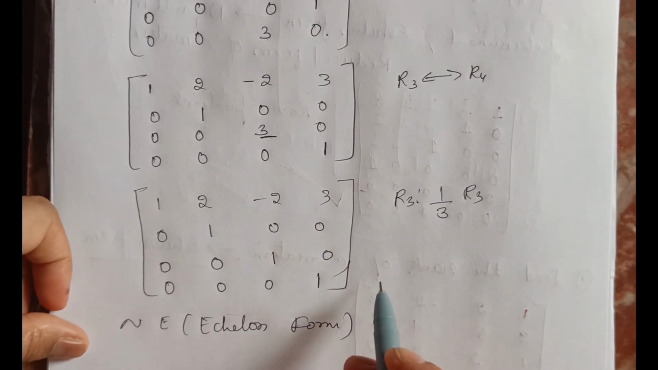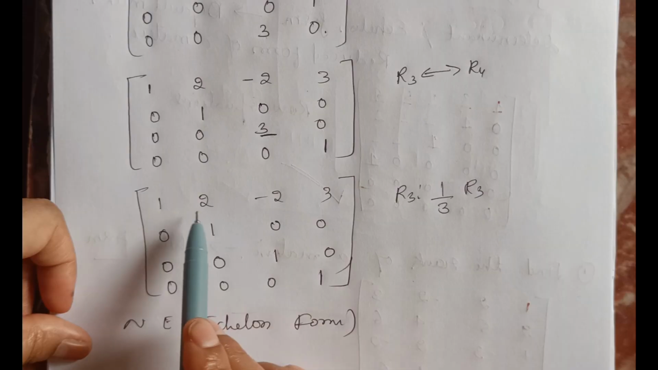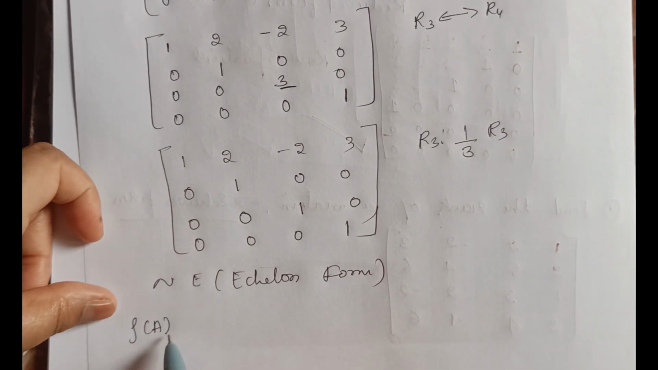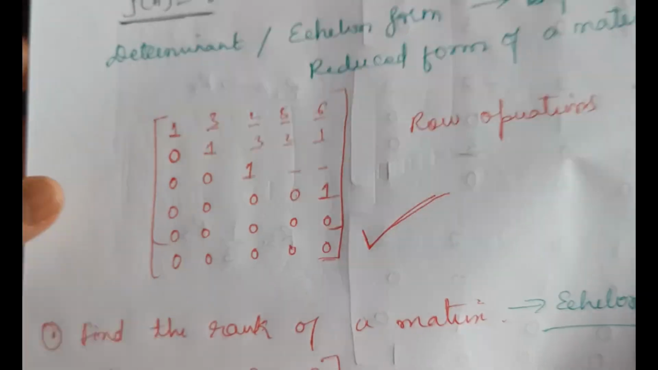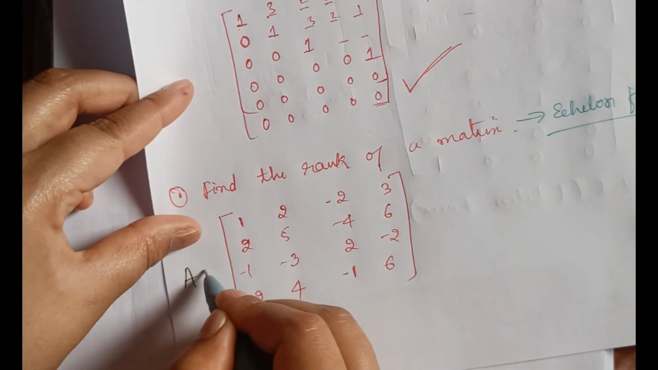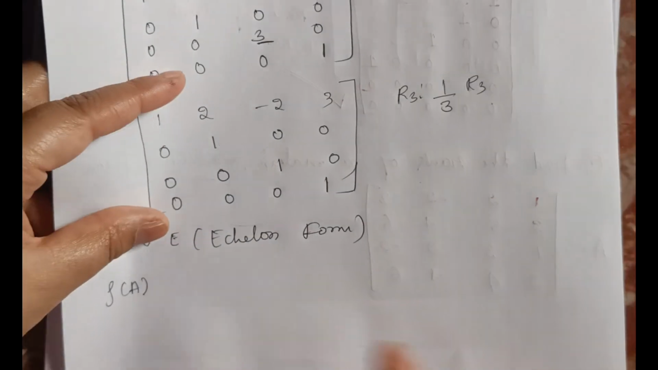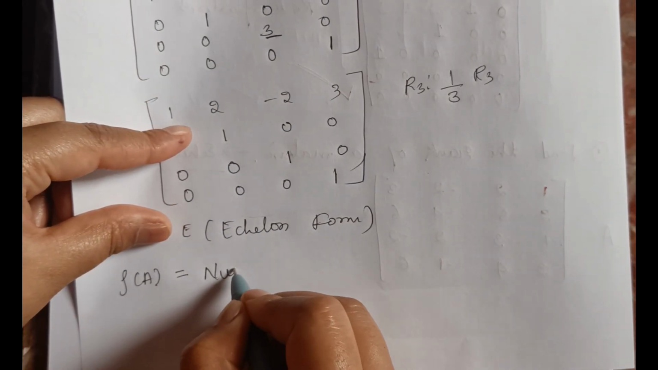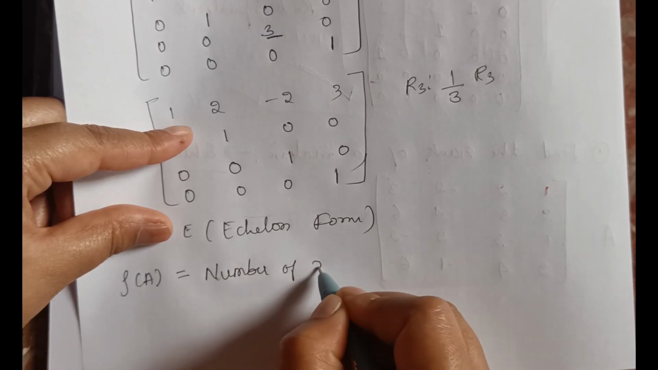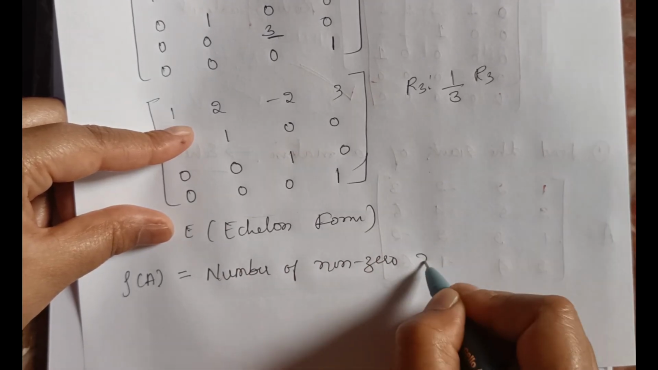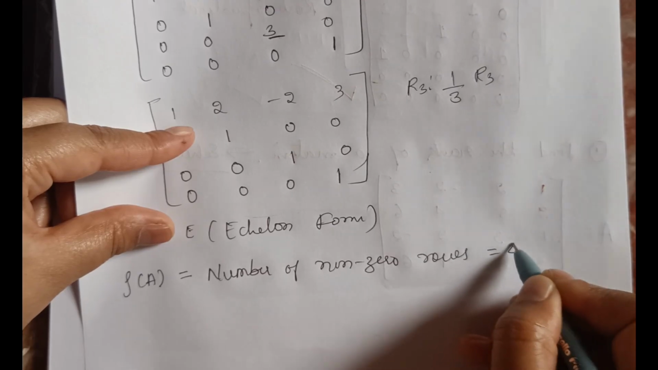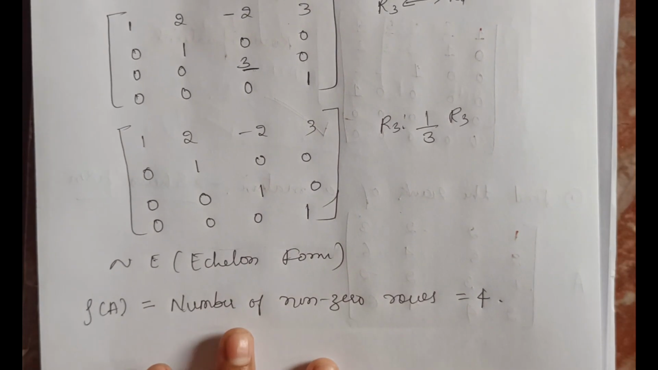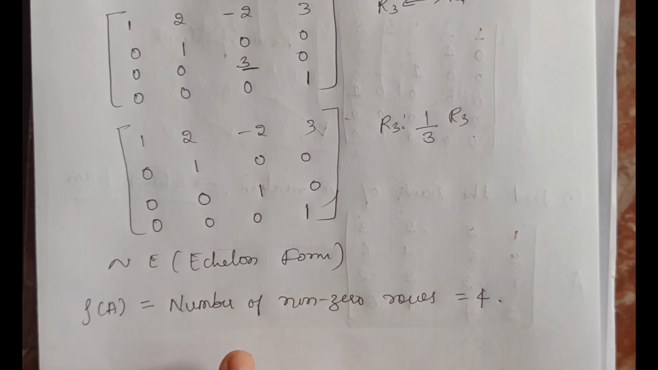So the number of non-zero rows is 4. Non-zero rows are 4. So I can write it as the rank of matrix A. Rank of matrix A is equal to the number of non-zero rows, which is equal to 4. Okay, this is very easy, you can understand it very well.